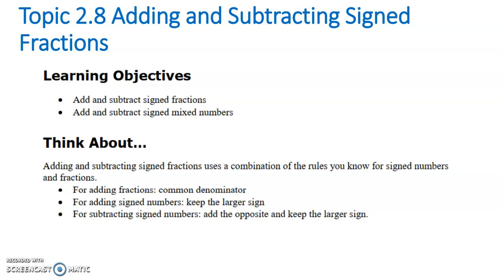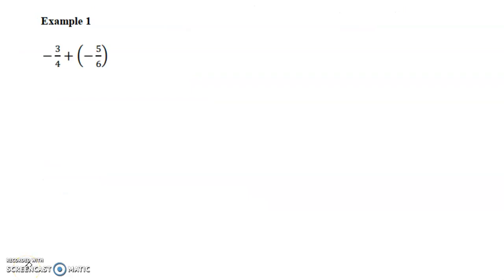So let's get started. For example 1, we have some regular fractions that are both negative. So we check the signs and see that both of these are negative, so our answer is going to be negative. We also notice that they are not like denominators, so we're going to find our lowest common denominator. In this case, it is 12. So we're going to change each fraction to make them out of 12. We multiply by 3 for our first fraction and by 2 for our second fraction, and we can rewrite below.